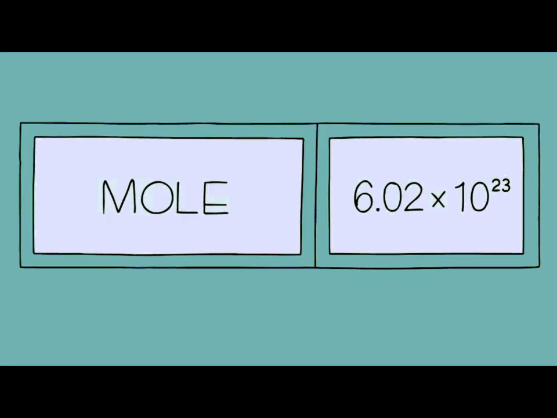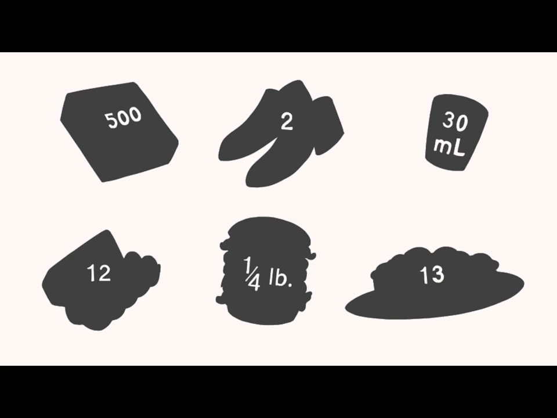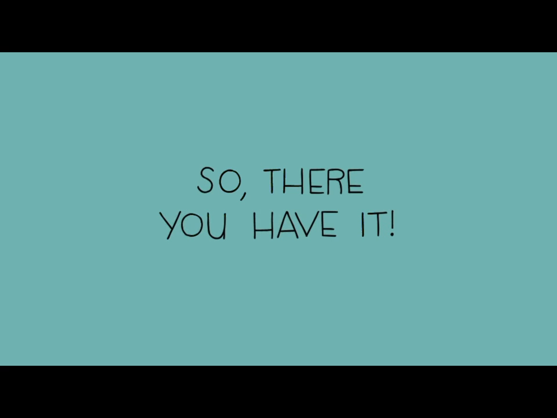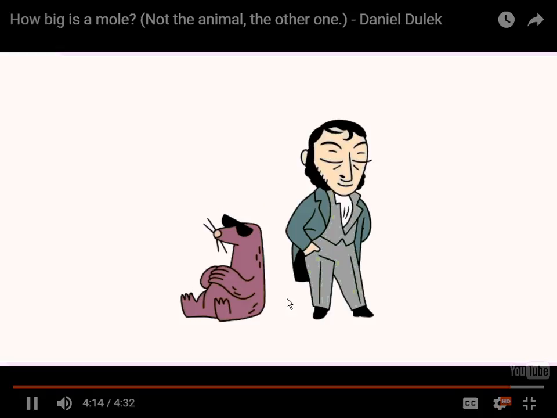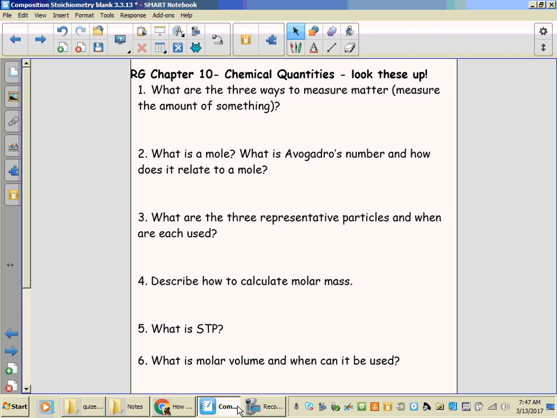For a chemist, a mole conjures up the number 6.02 times 10 to the 23rd, not a fuzzy little animal. The only difference is that the other quantities are more familiar to us. So there you have it, the story of the mole, Avogadro, basketballs, and how to buy salami at the grocery store. All right, so let's talk about some of the things you maybe wrote down.